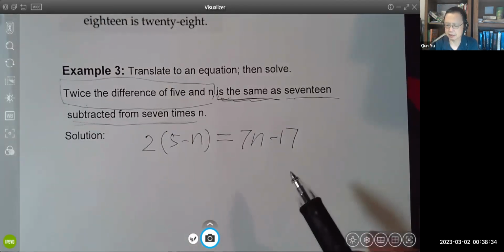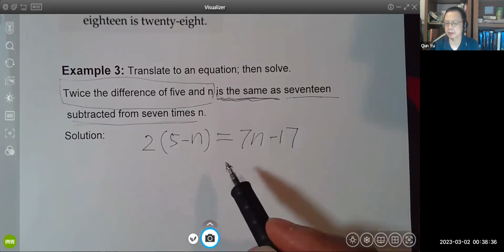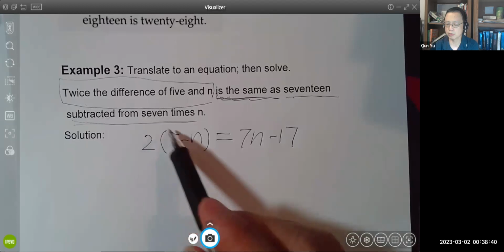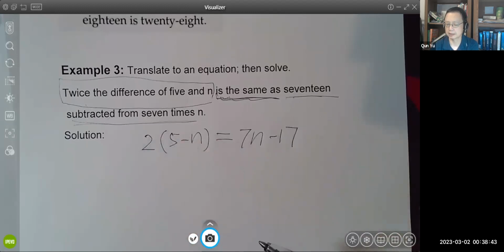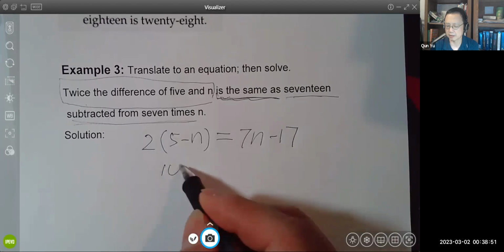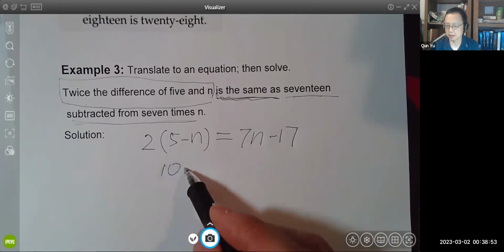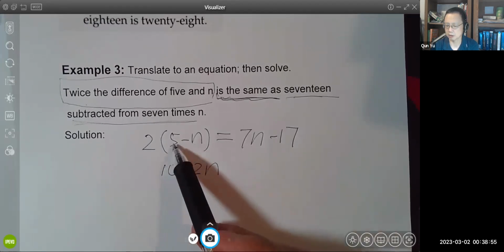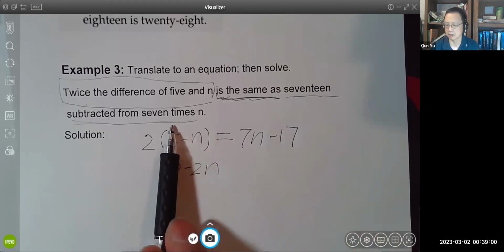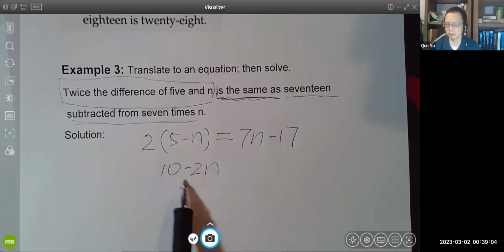Okay, now let's solve it. Whenever you solve an equation with parentheses in it, generally speaking, you need to do distribution to get rid of the parentheses so that you can move the terms around so that you can combine like terms. So 2 times 5 is 10. 2 times negative n is negative 2n. Remember, after you multiply by 5, 5 is gone, it becomes part of 10, then you only have negative n left. So 2 times negative n, that's negative 2n.